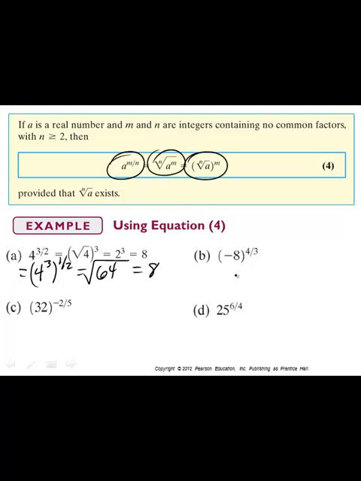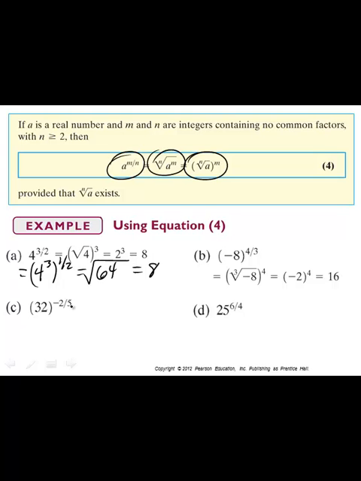Part B, you have -8 raised to the 4/3 power, so you could take it to the 4th power first, and then take the cube root. Or, hey, you could take the cube root of -8, which is -2, and then raise that to the 4th power, which is 16.